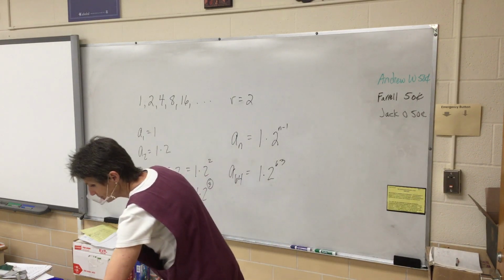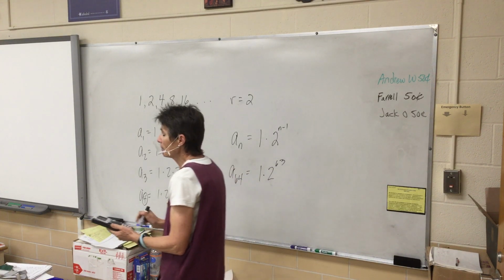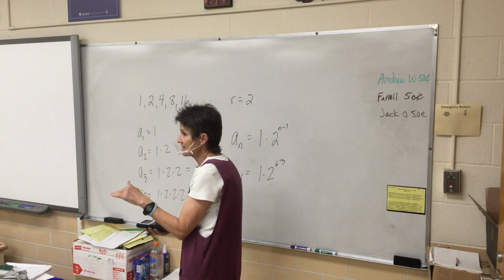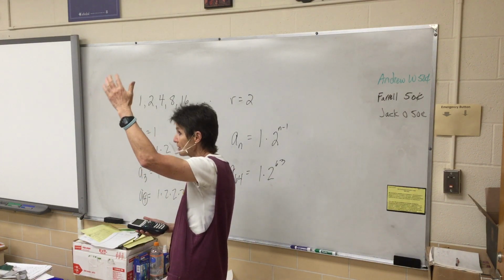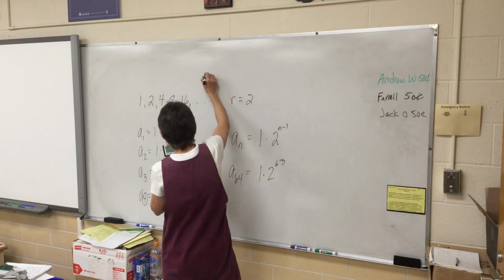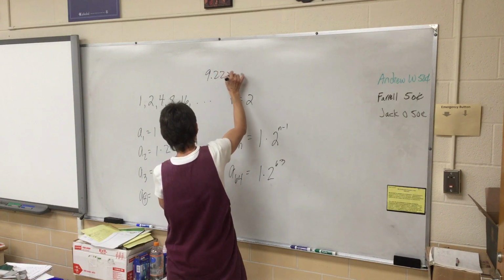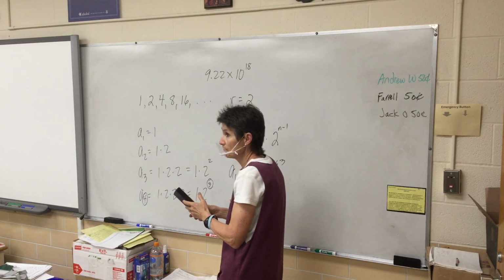So let's just type that in for fun. 2 to the 63rd power. Now remember, that is not a distance. That's not like miles or something. That is how many checkers are actually stacked. So it looks like we have 9.22 times 10 to the 18th checkers. That's a pretty big number.